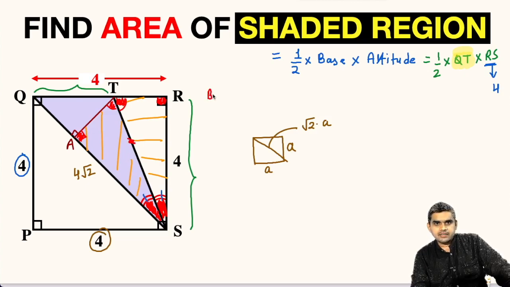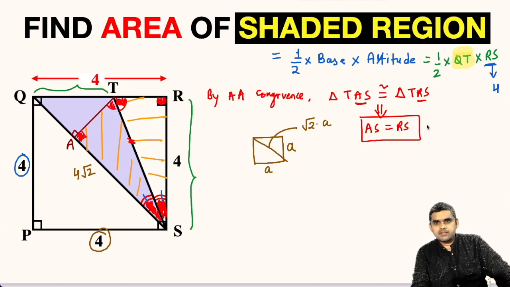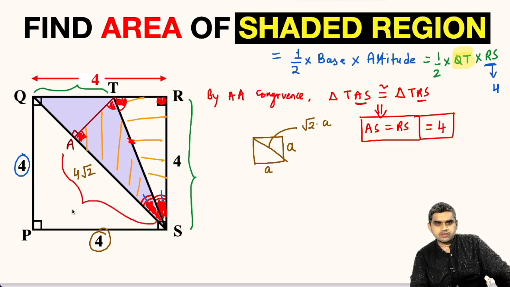So we can say that by angle-angle congruence, triangle TAS is congruent to triangle TRS. So from here, by CPCT, that means congruent parts of congruent triangles are equal, we will get AS is equal to RS. So AS length is equal to RS. RS is already given to us, so it will be 4 units. So from here we can see that this distance is equal to 4 units.